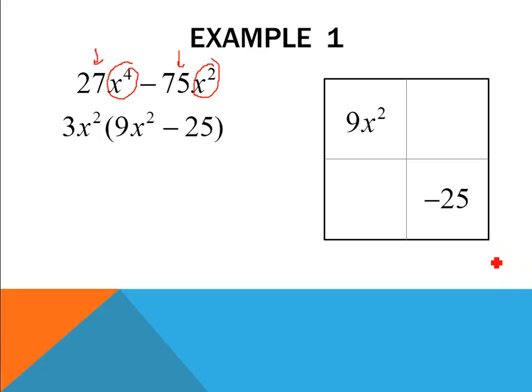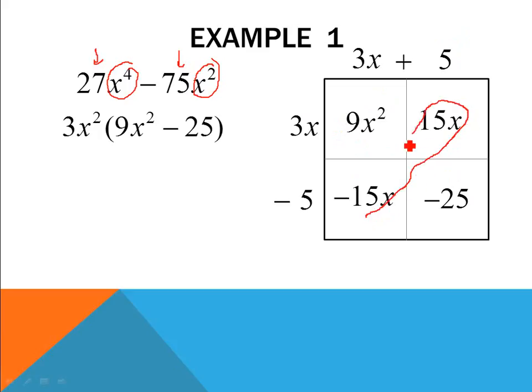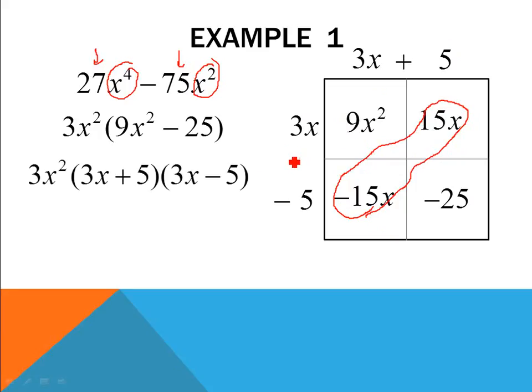I'm going to show you kind of what happens when you look at the rectangle and what happens with our middle terms. Well, I get 3x times 3x give me 9x squared. And I have positive 5 times negative 5 will give me negative 25. When I calculate this square in here, I get 3x times 5, that gives me 15x. 3x times negative 5 gives me negative 15x. When I add these two terms together, they sum to 0. That's why there's no middle term.